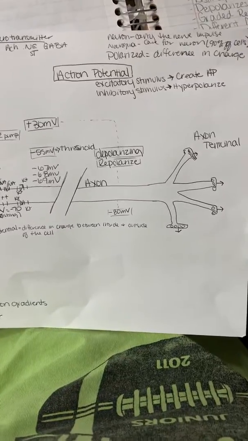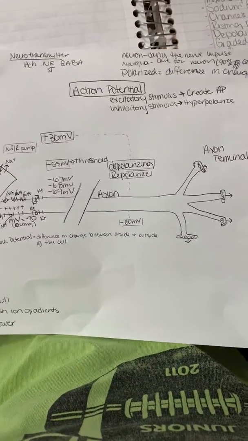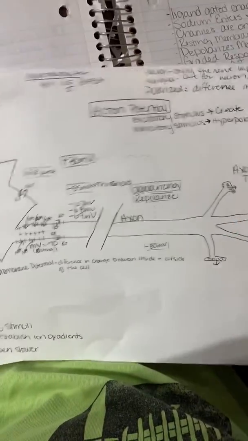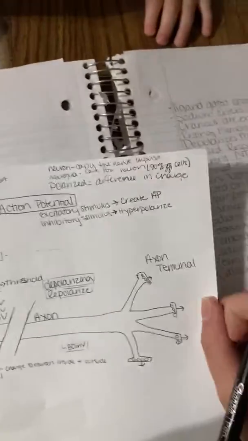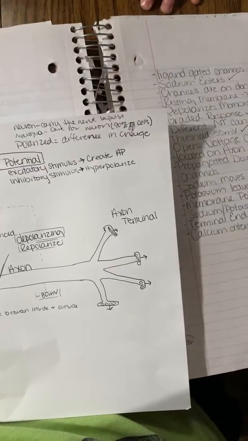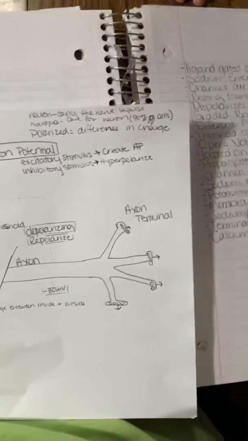Once threshold is met, voltage-gated channels are going to open up, which are going to be located on the axon hillock. So the action potential is propagated down the axon through the channels.